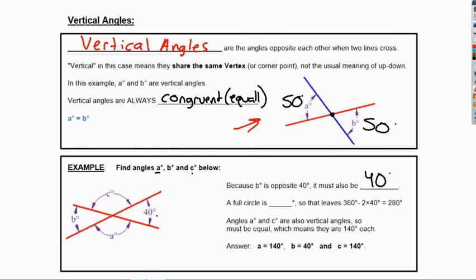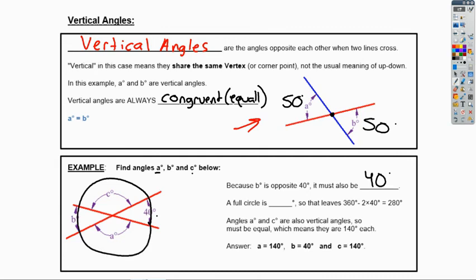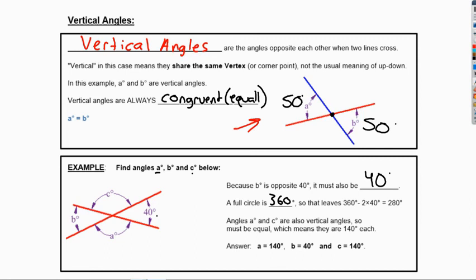So if I know that this is 40, I could go ahead and figure out what C and A are because I know an entire circle is 360 degrees, right? If I started here and went all the way around, that's 360 degrees. So I know that all four of these angles must add up to 360, okay? So if I know that this one's 40 and this one is 40, that means we've used 80 degrees so far.